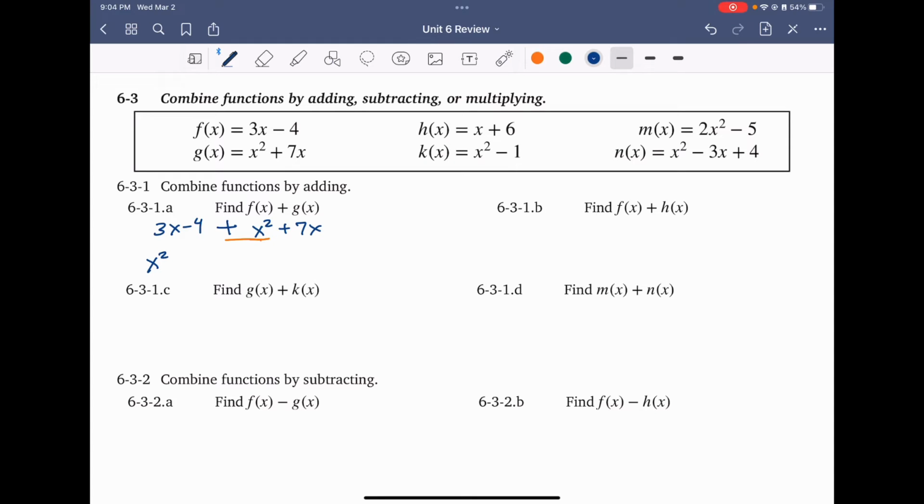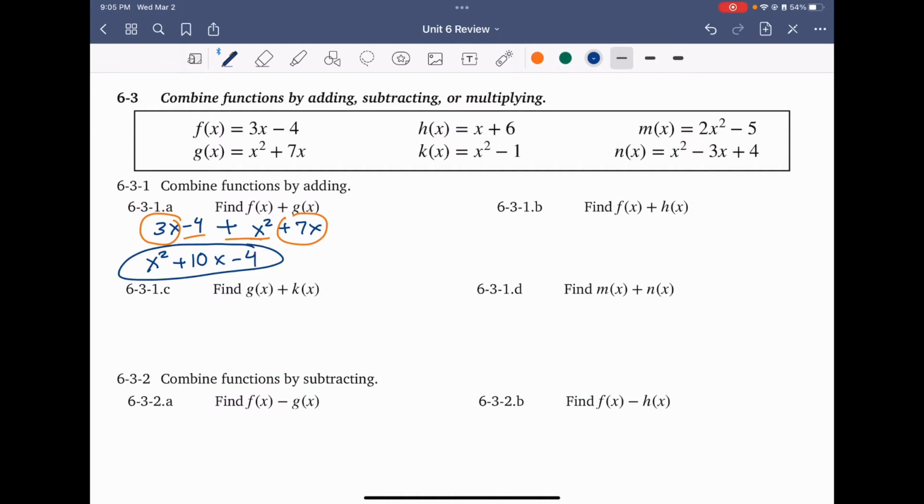Next, there's x's, so let's look for x's. I have plus 7, and I also have plus 3 there at the beginning. So when I put those together, 3 plus 7 is plus 10x. And the last thing I have left is just my -4. And that is it. So adding is very simple. You just write the 2 functions and then you add them and combine like terms.